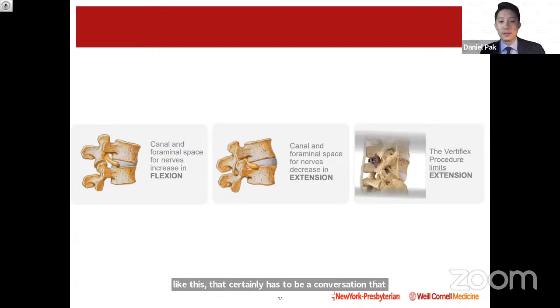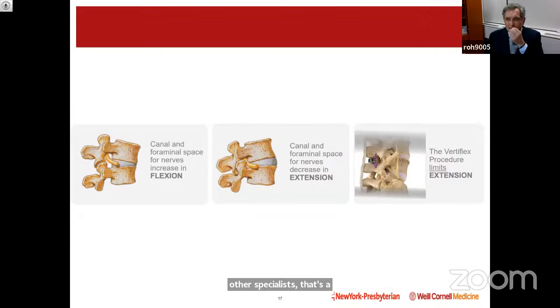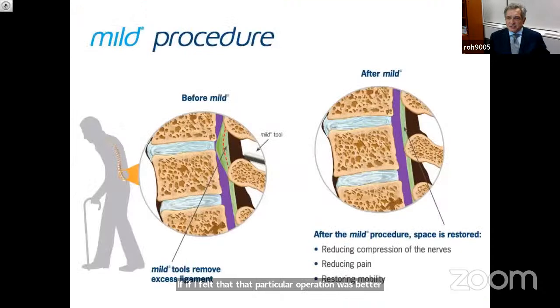Right. And that's a procedure that mainly the pain management doctors do in the spine center. So Neil Mehta's group, Dr. Pack, and some of the others. And I've sent patients to them for this procedure if I felt that that particular operation was better for the patient than the alternatives. There's another procedure you guys do, the MILD procedure. Can you walk us through that real quick?